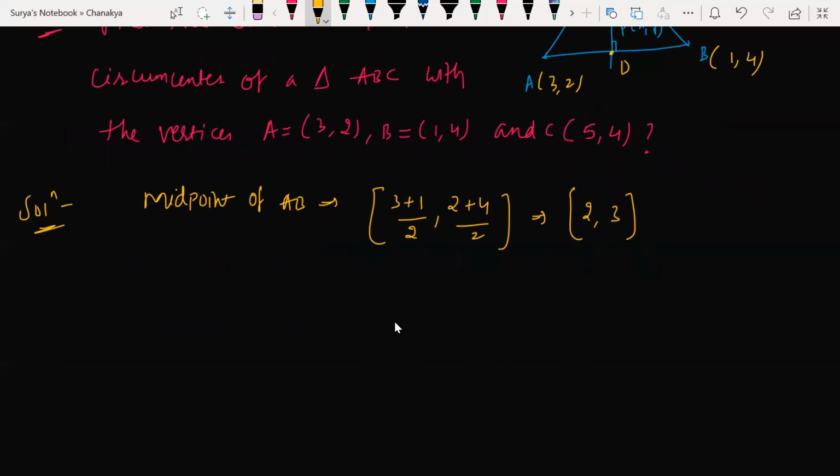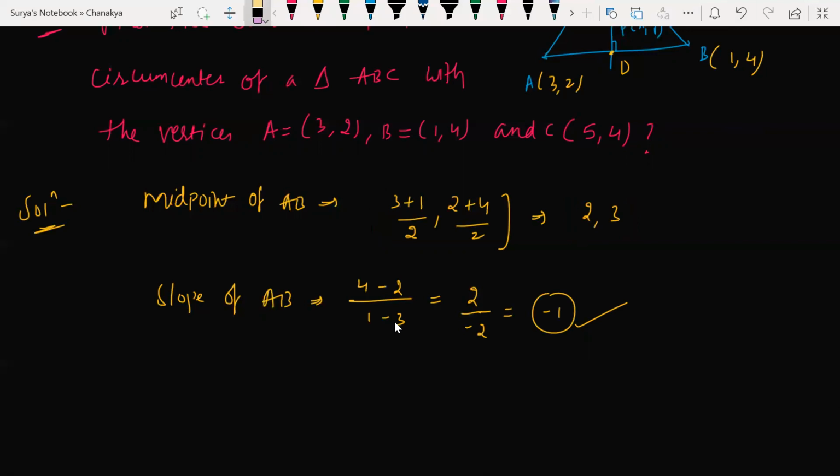Understand my point? Yes, sir. So slope of AB is what now? Y2 minus y1 divided by x2 minus x1. So 4 minus 2 divided by 1 minus 3. That is 2 by minus 2, which is minus 1. You simply write like this. You should first find the midpoint of AB and the slope of AB.